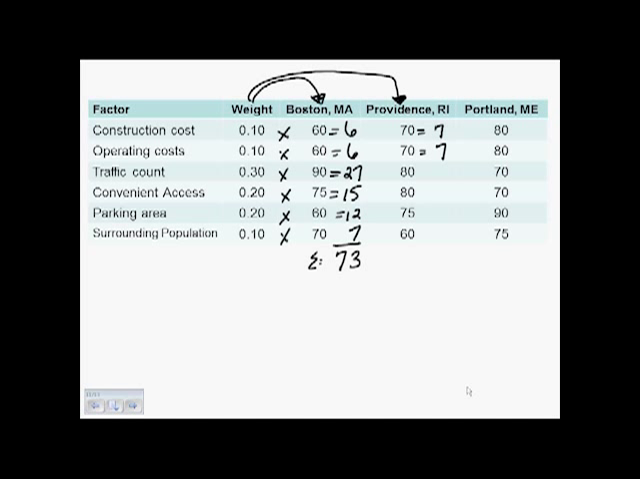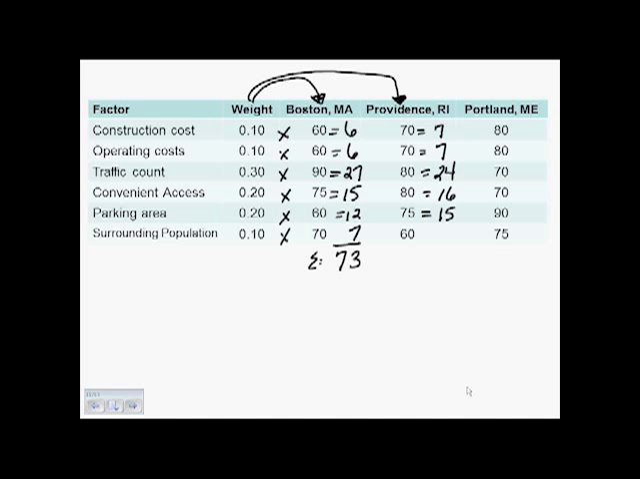It received an 80 for the traffic count with a weight of 0.30. Multiplying those should give us 24. And it received an 80 for convenient access with a weight of 0.20. That should give us a 16. Parking area, Providence, Rhode Island received a score of 75. And its weight was 0.20, so that should give us 15.